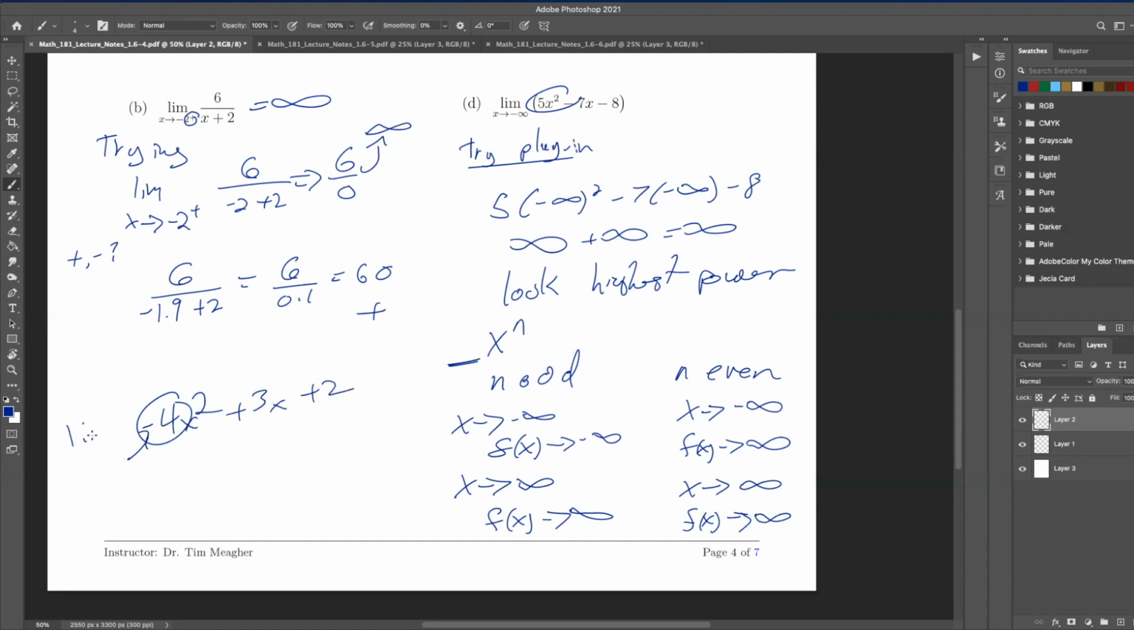If I was trying to find this limit as x approaches infinity, it would be equal to minus infinity, because this part would be positive, but this would be negative. Does that make sense, guys? Yes, no, maybe? All quiet on the chat front. Yes, okay, thank you.